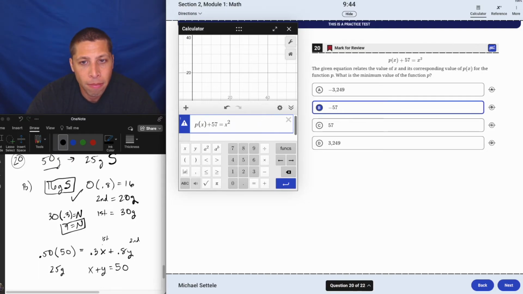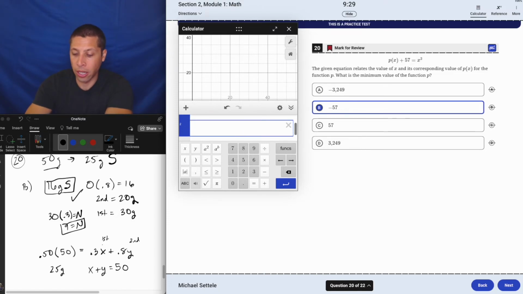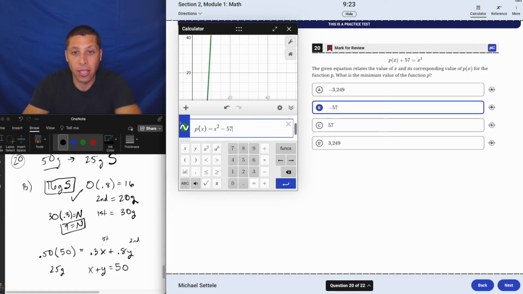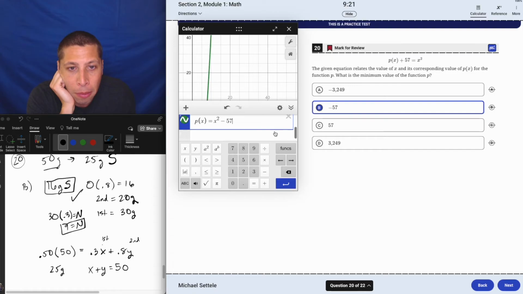But I don't know, that feels like a deliberate move by the SAT to mess with us, to make it so that Desmos is a little less useful. But notice all you got to do is minus that 57, and we're good to go. P of X equals X squared minus 57. And now it graphs it, no problem.